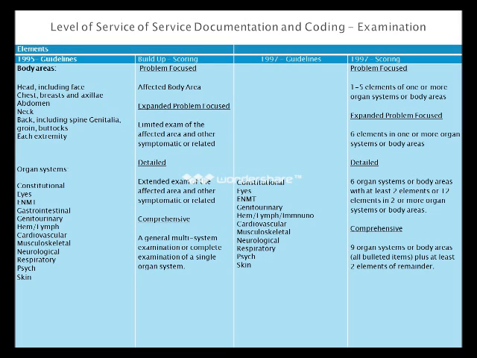In terms of examination, again focusing on the 1997 guidelines, there is a definition by the number of organ systems or body areas reviewed in order to select whether the examination has been problem-focused, expanded, detailed, or comprehensive. You see the numbers of organ systems or body areas that need to be evaluated and documented to meet each of those levels.